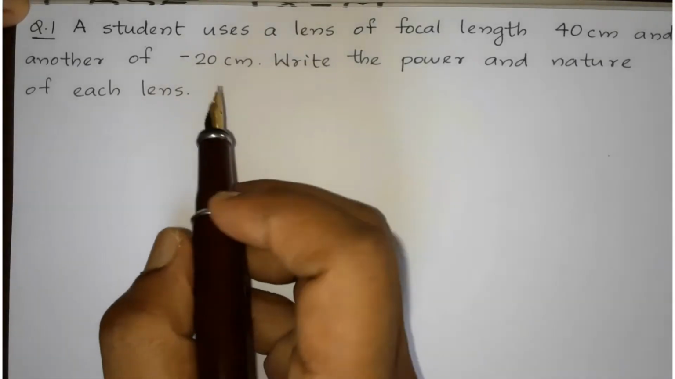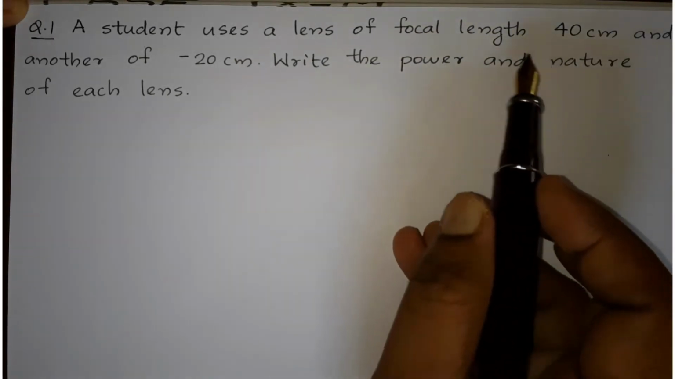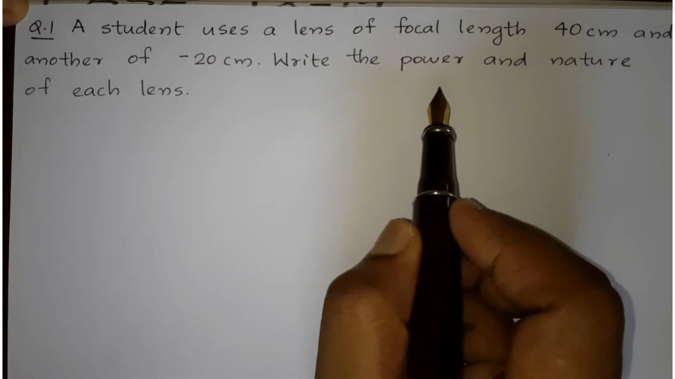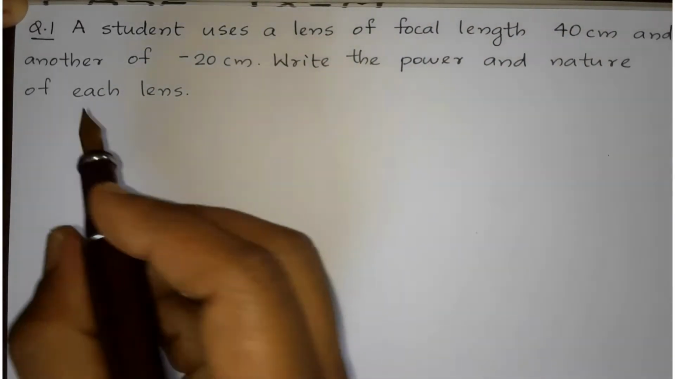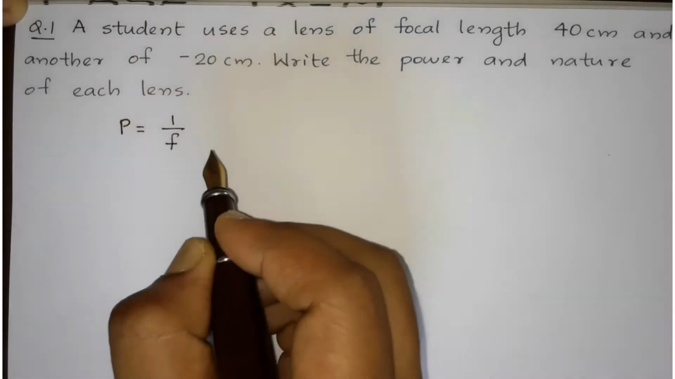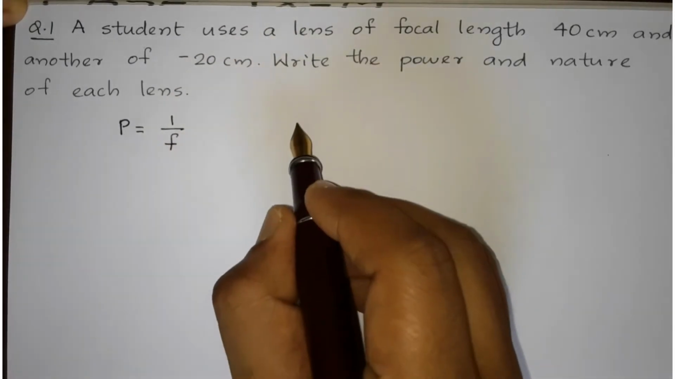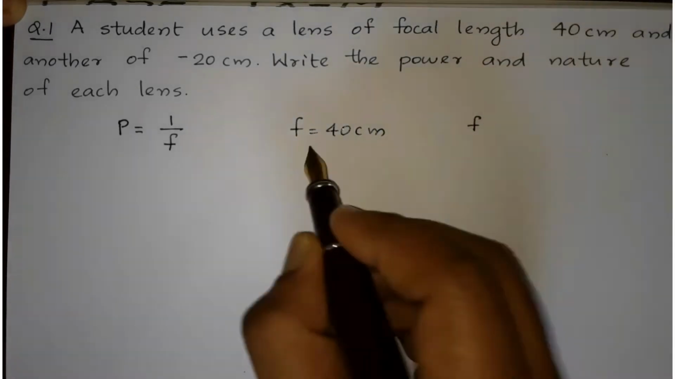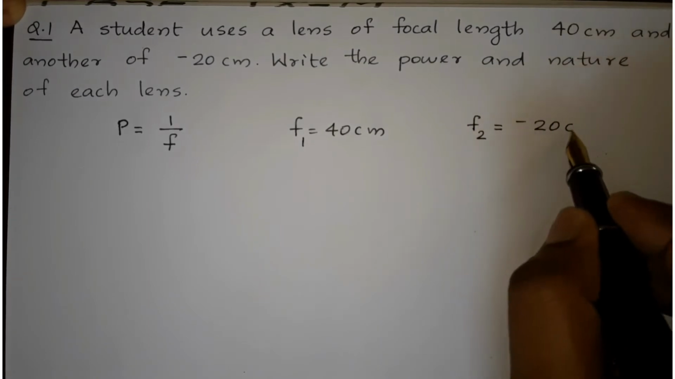This is our first question. A student uses a lens of focal length 40 cm and another of minus 20 cm. Write the power and nature of each lens. Okay, we learned that P is equal to 1 by f. Here f is given as 40 centimeter and another one, so let us take it as f1, and f2 is given as minus 20 centimeter.